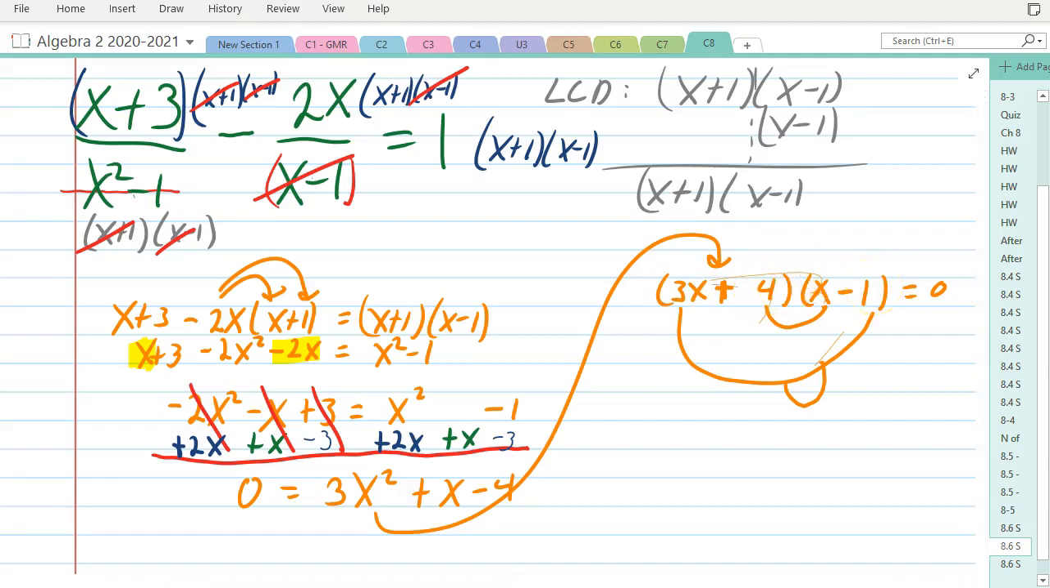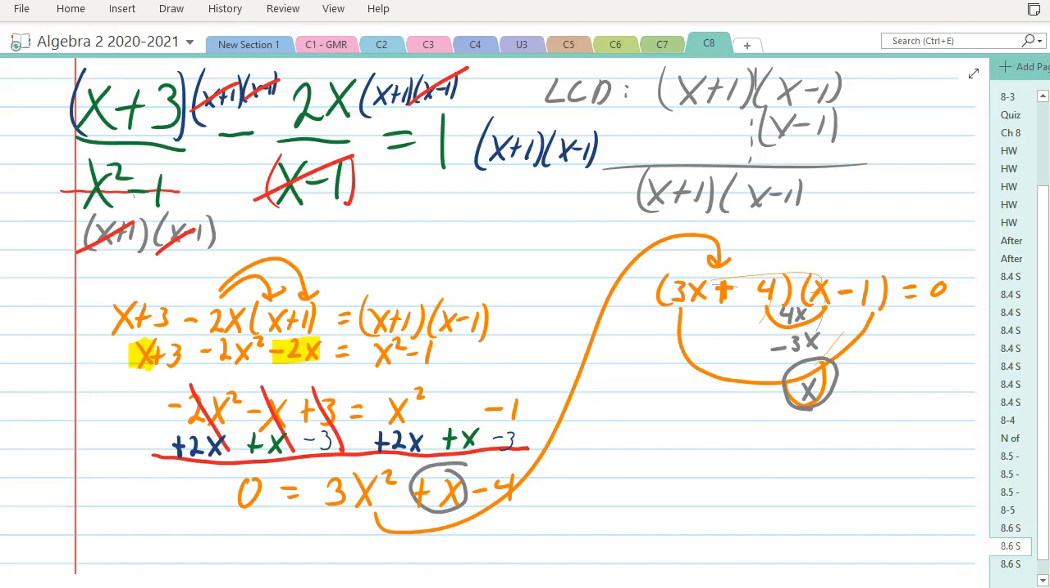Now what we do is we check it. 4 times x is 4x. 3x times negative 1 is negative 3x. 4 take away 3 is 1x. Check. The check is to see if that middle number matches your original middle number. And the answer is yes. The middle number matches the original. So I factored it correctly.